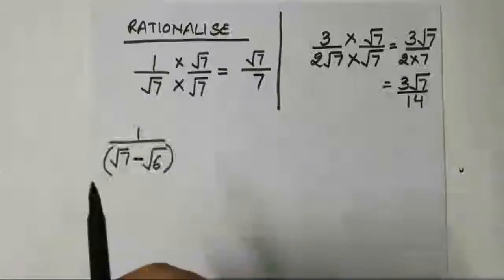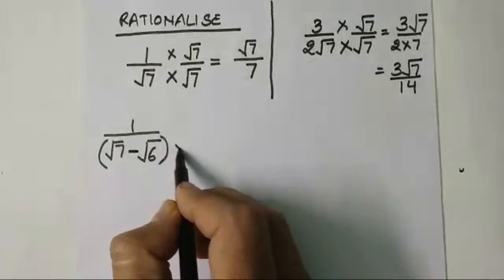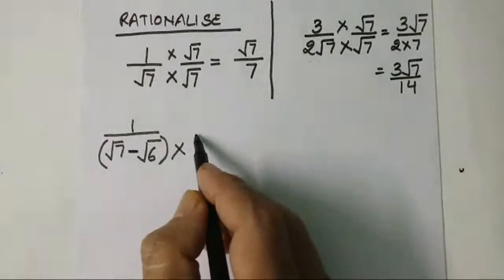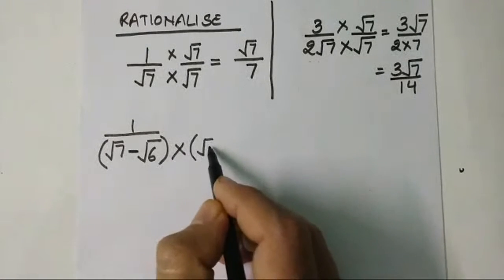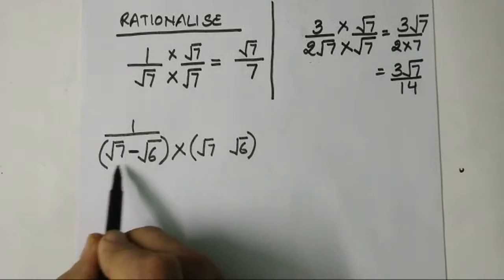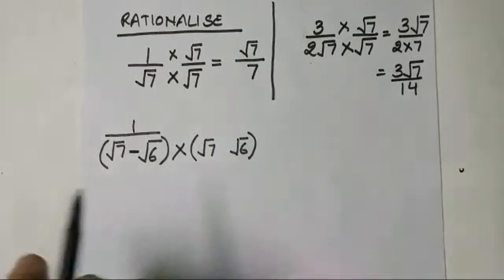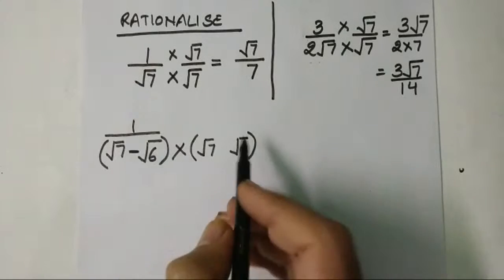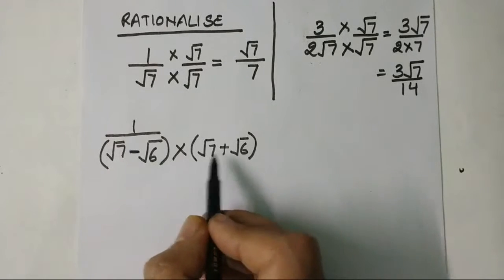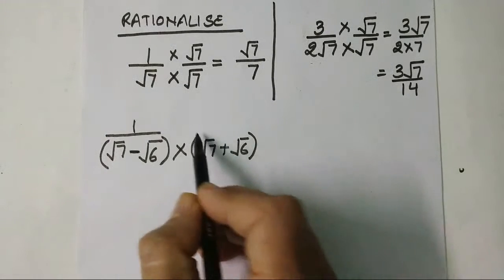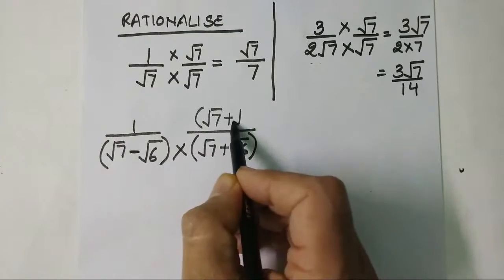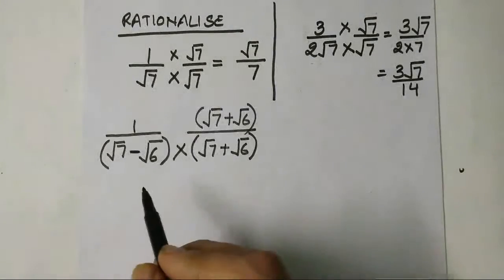Now to rationalize, in simple words, you have to just multiply again. In this we multiplied by root 7. In this also you will multiply with the same numbers, root 7 and root 6. But the difference is you will not multiply by the same root 7 minus root 6. You will just multiply it by its opposite sign. That's all. So root 7 minus root 6 will become root 7 plus root 6. And this number is written in the numerator also. Root 7 plus root 6.